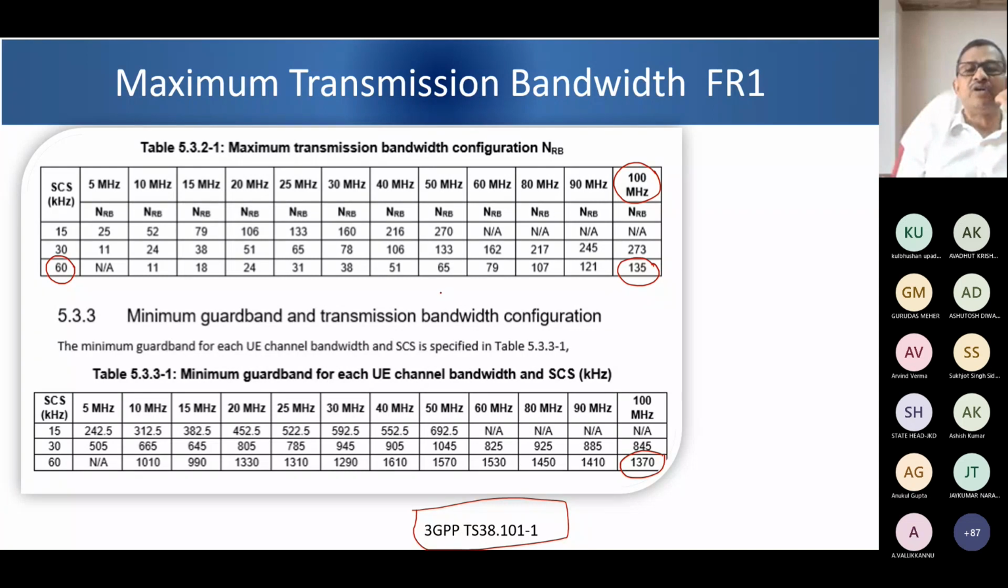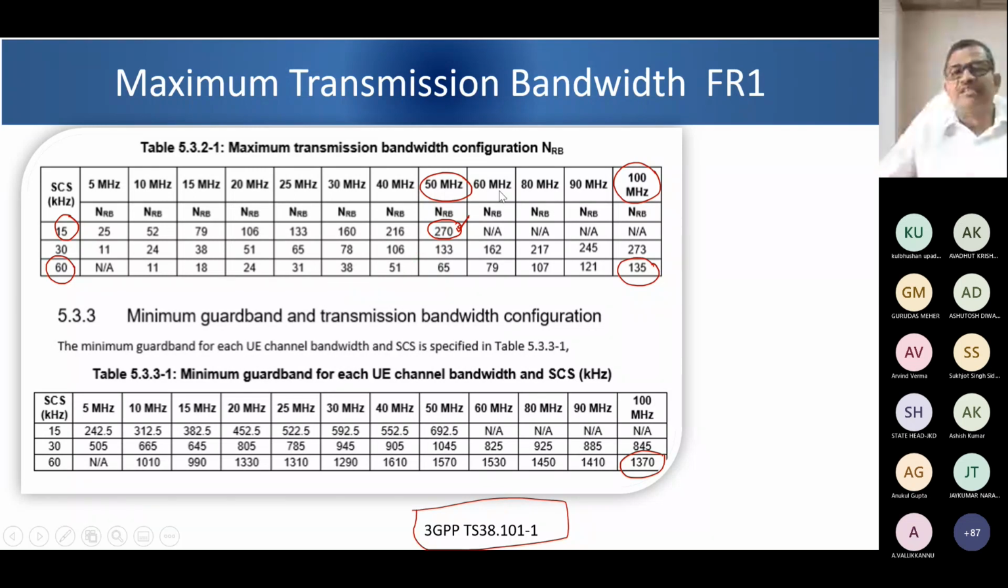So let us take one more example. Let's say that I have 50 megahertz channel bandwidth, and I'm using 15 kilohertz subcarrier spacing. So I will have about 270 RBs. The number of RBs I'll get is 270. So either you calculate or you can use the table.